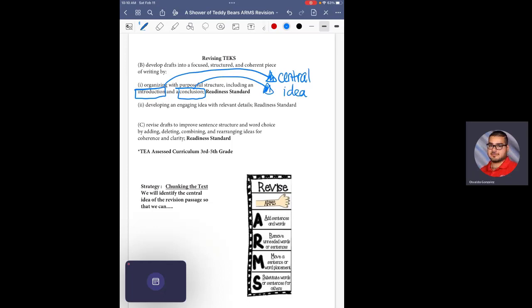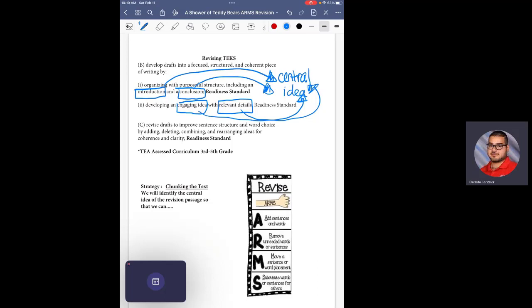Now, the next one, 11B, which is developing an engaging idea with relevant details. What are these relevant details? What are these engaging ideas? What do they have to be aligned with? They have to be aligned with the central idea of the passage.